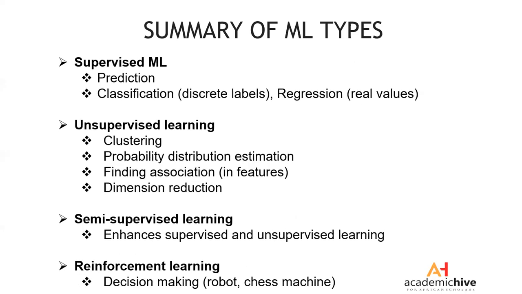Supervised machine learning. Under supervised machine learning, we usually carry out prediction, classification, and regression. Under unsupervised machine learning, we usually carry out clustering, probability distribution estimation, finding associations in a set of data, or dimension reduction in a set of data. Semi-supervised learning combines supervised and unsupervised learning, while reinforcement learning usually utilizes a decision making approach. That's that.